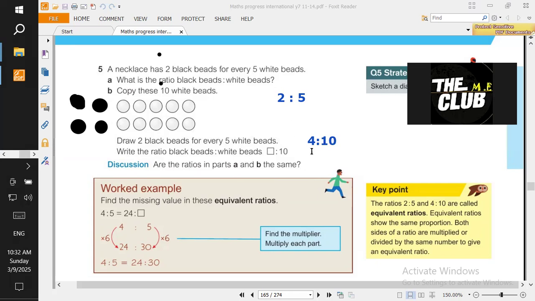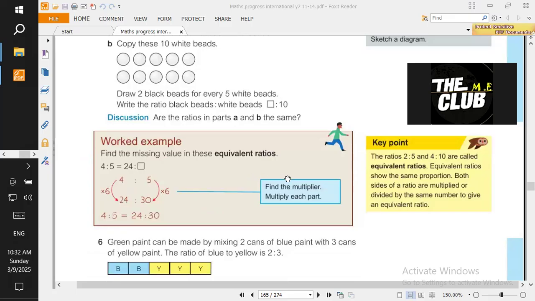Now after simplifying, yes, they are the same. So when you simplify, you'll divide this by 2 and divide this by 2. So 4 divided by 2 is going to be 2, and 10 divided by 2 is going to be 5. So the ratio will be 2 to 5. This means that this ratio and this ratio are the same. Now let's move on to the next question.